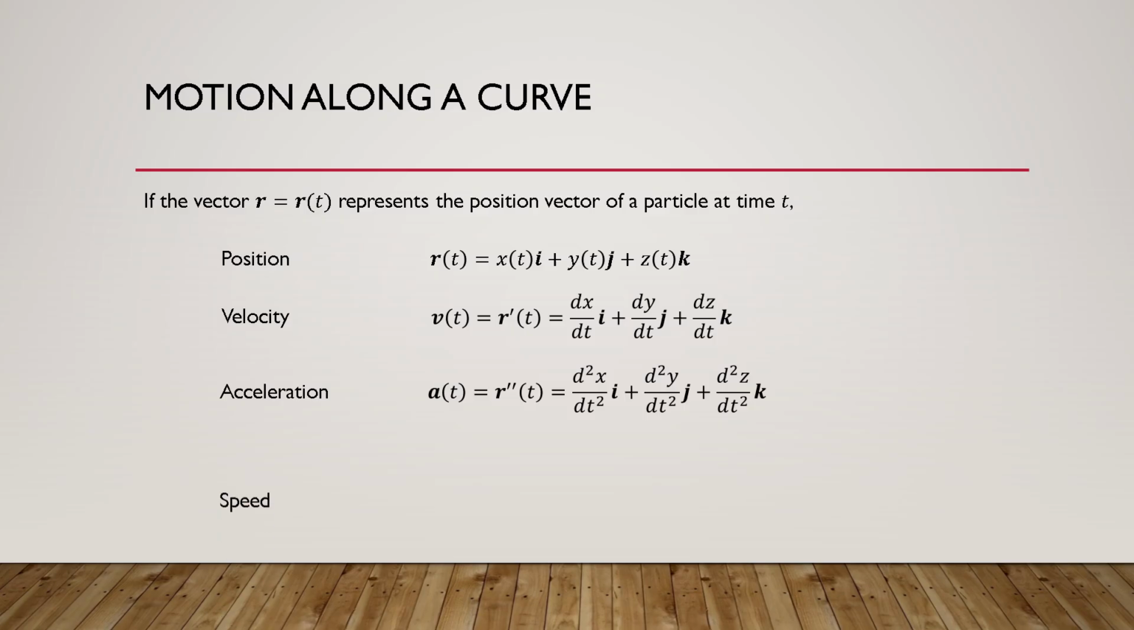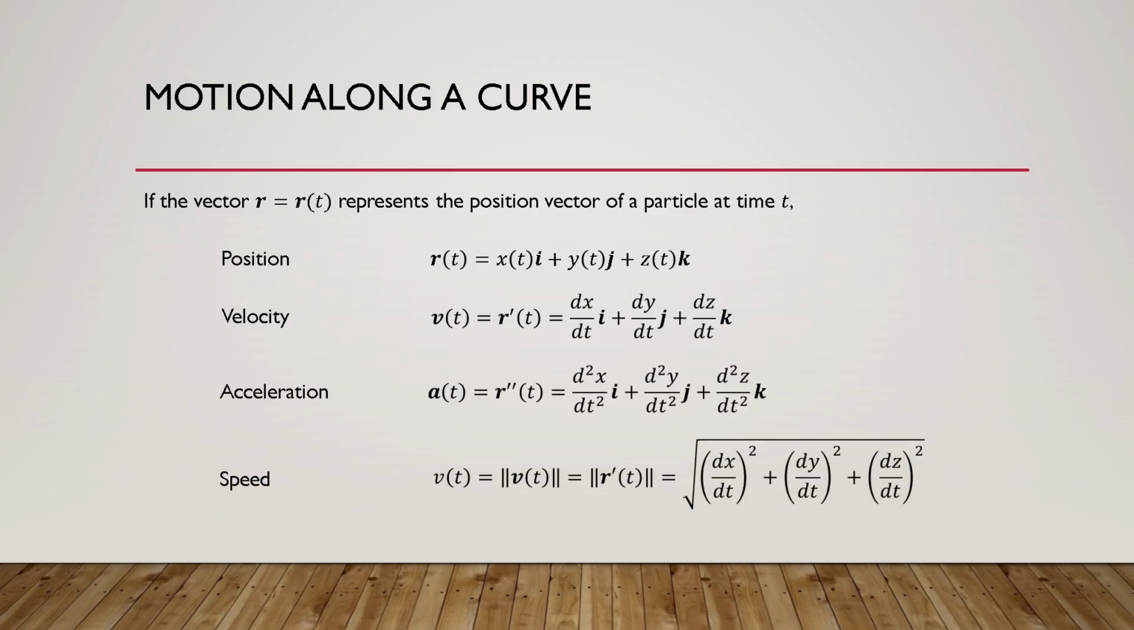Speed, being the scalar component of the velocity vector, equals the magnitude of the velocity, or the magnitude of the first derivative of r of t, which equals the square root of (dx/dt) squared plus (dy/dt) squared plus (dz/dt) squared.